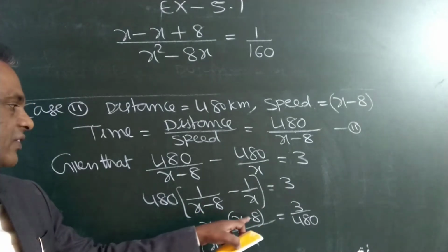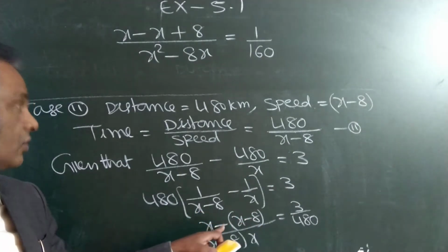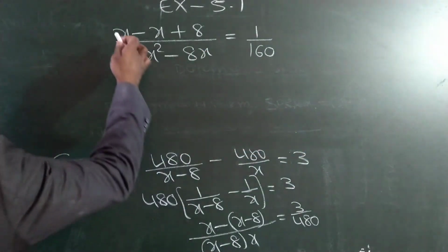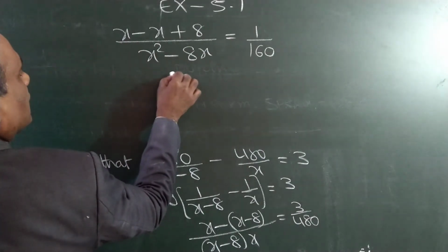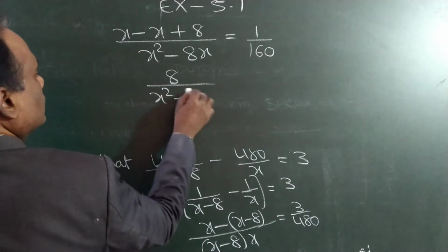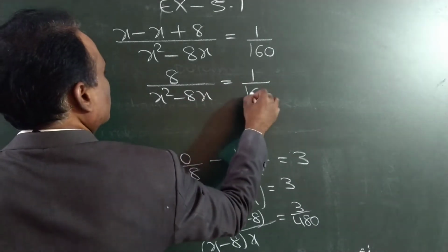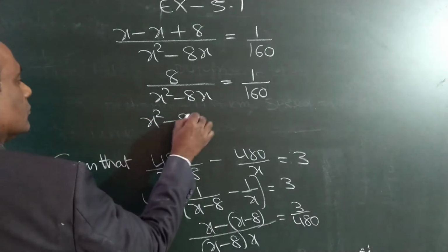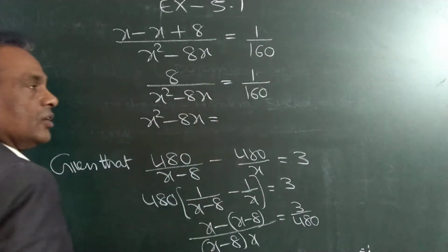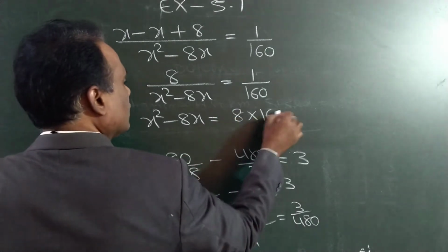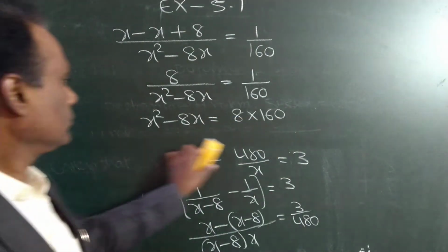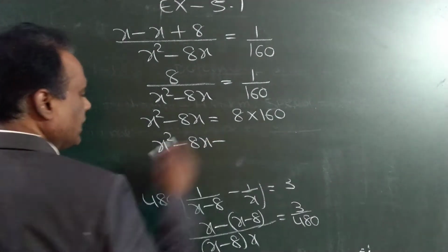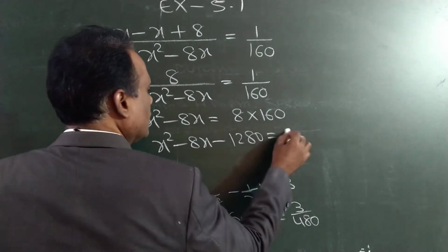x minus x plus 8. Plus x minus x cancel. Minus into minus, plus 8 remains. 8 by, cross multiplication. x square minus 8x into 1 is equal to 8 into 160. x square minus 8x minus 1280 is equal to 0.